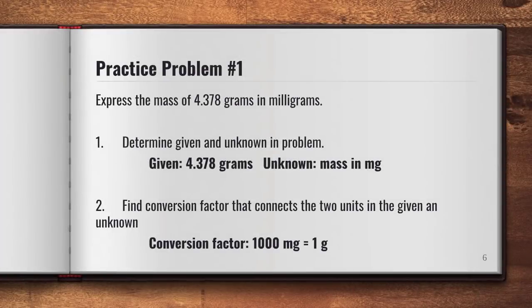So let's take a look at this first problem here. Express the mass of 4.378 grams in milligrams. Step 1, determine the given and the unknown in the problem. Well, the given is 4.378 grams, and our unknown is our mass in milligrams. Step 2, we need to find the conversion factor that connects the two units in the given and unknown.